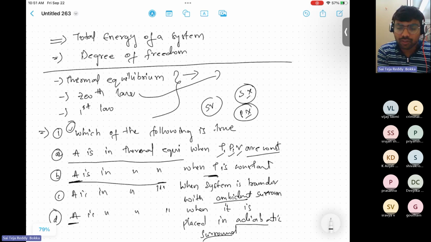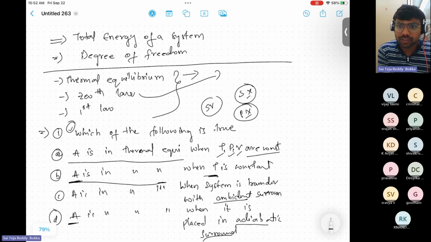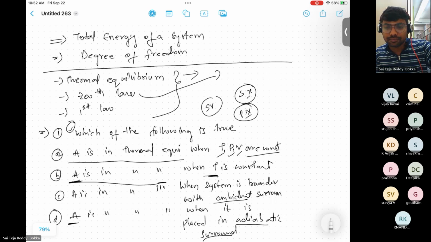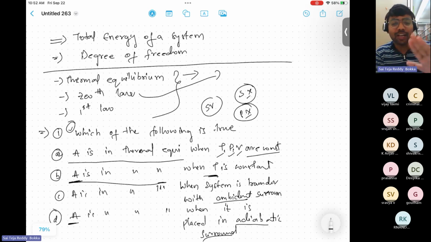And what have we discussed about the zeroth law? How did we define the zeroth law? Everyone has to answer, right? If A, B, C are in equilibrium, then A is in equilibrium with C. No. You have to be clear with your point.